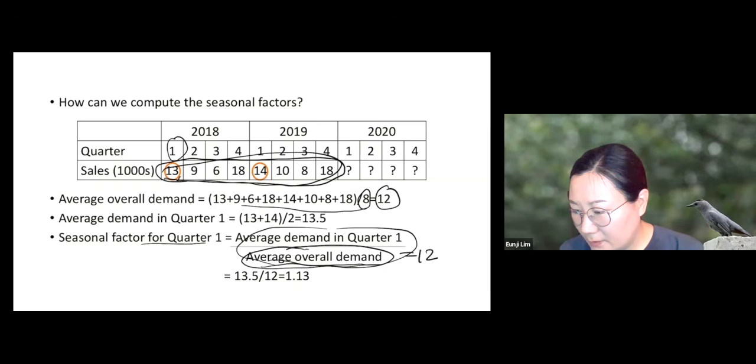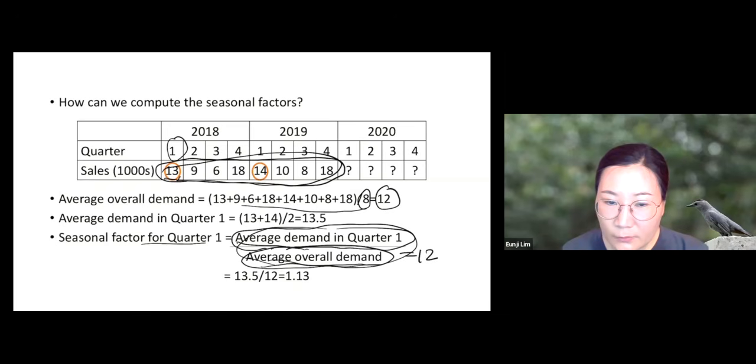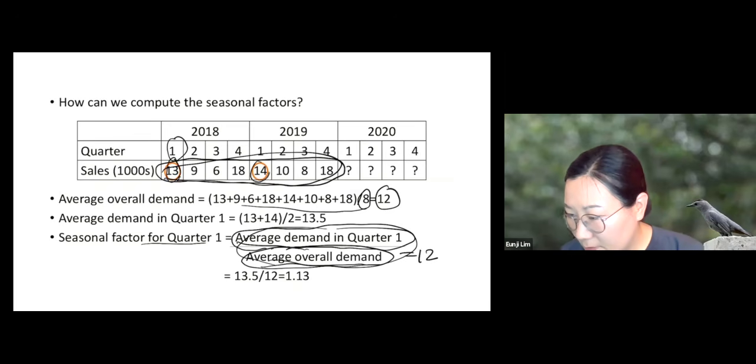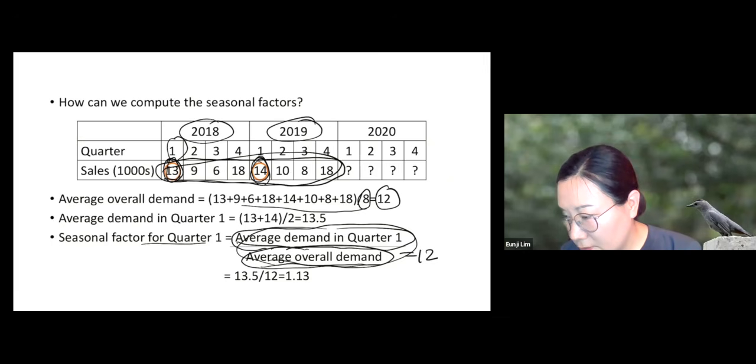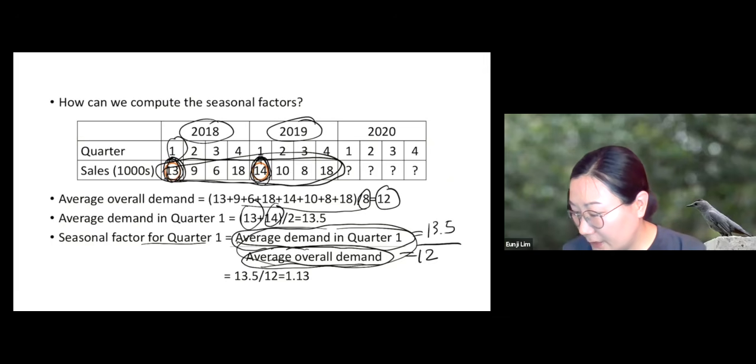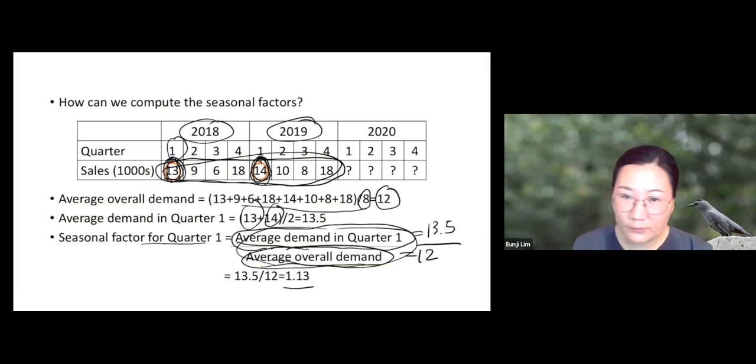How about the upper part? The average demand in the first quarter. So how many data points do we have for the first quarter of a year? We have 2 data points. We have the data point for the first quarter of 2018, and we have another data point for the first quarter of 2019. So you just compute the average of these two. 13 plus 14 divided by 2, you get 13.5. So the upper part is 13.5. Okay, so divide and you get 1.13.